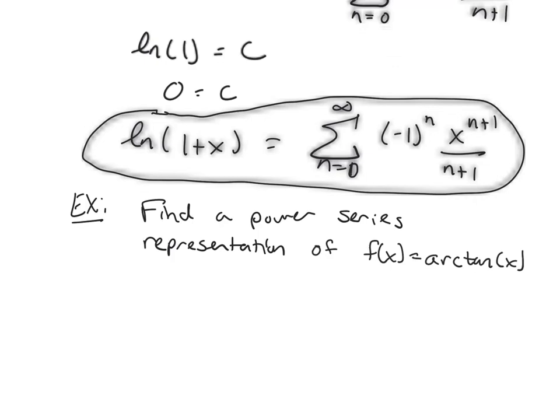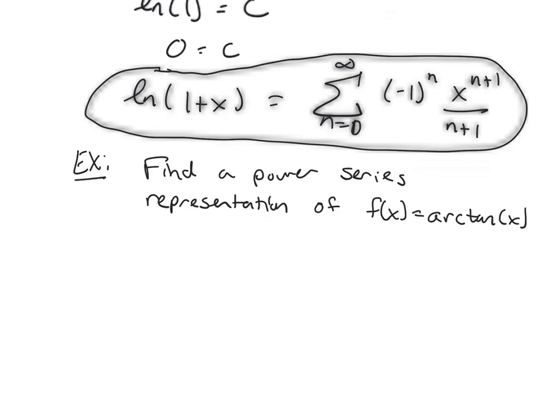So look at that function. I can't write it as 1 over 1 minus something, so I've got to use derivatives or integrals to help me out. Which one do you want to do? Do you want to take the derivative of that, or do you want to integrate? Do you remember the derivative of that? 1 over 1 plus x squared. So let's take the derivative. f prime of x is 1 over 1 plus x squared.